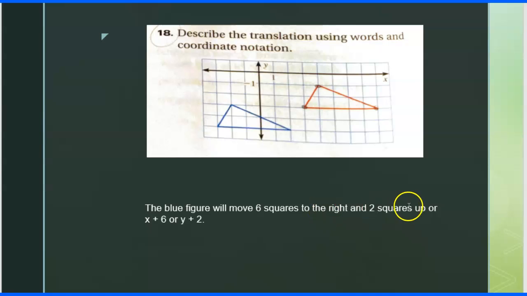And so you would write that out in words. That's what they ask you to do. And the coordinate notation is something like this: x plus 6 and y plus 2. So x plus 6 and y plus 2 is going to tell you how you're going to move that translation. Okay, so that gives us the chapter test, and hopefully that's been helpful.